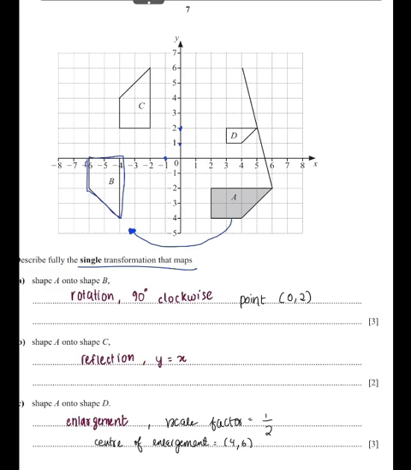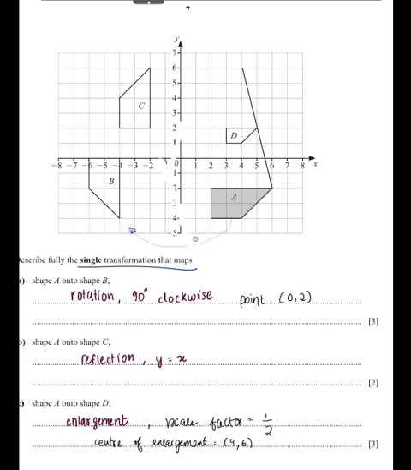And then you should keep your compass there and then try and rotate your shape, but it's not going to reach here unless it's on the correct point. So if your shape is reaching on this B part, it means it's the correct point. So with the tracing paper, if you do, you will get that point as 0, 2. Then B, shape A onto shape C.